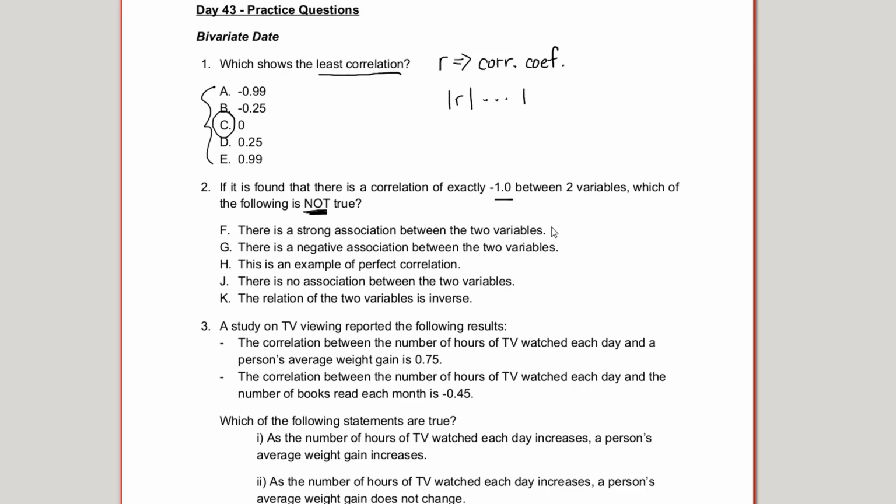That is true, and the reason that is true, because remember, we're looking at the absolute value of that R value. The absolute value of negative 1.0 is 1.0. This is a very high correlation. This is complete correlation, most. So F is out. That's true. We're looking for not true.